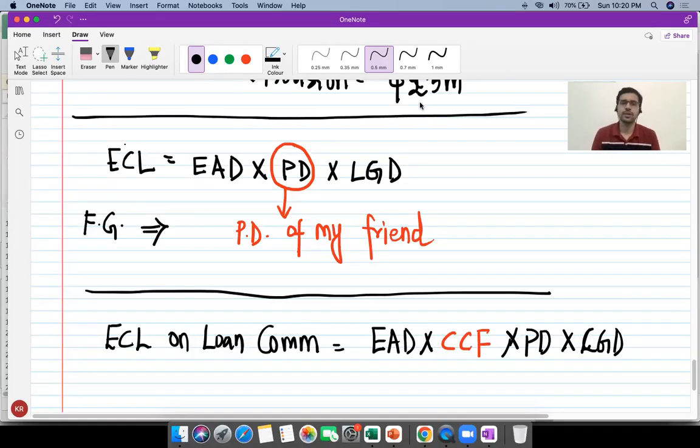Hi everyone, welcome back. Now let's continue our discussion on calculation of ECL. Before we move further, I would like to show the formula for calculation of ECL on off-balance sheet exposures as well. Reason being, in the previous lecture, we were calculating ECL on an on-balance sheet exposure, on a loan that I had given, which was an on-balance sheet asset.